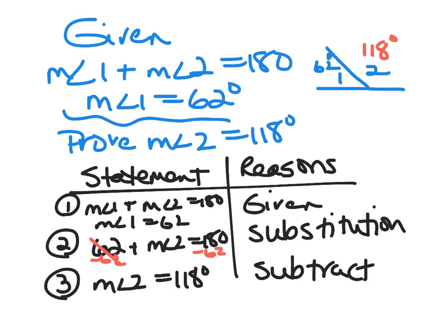So here is another example of a geometry proof where we knew that they were supplementary angles. We knew one of them, and to solve that, you knew you had to subtract. So, and we just have to write it out.